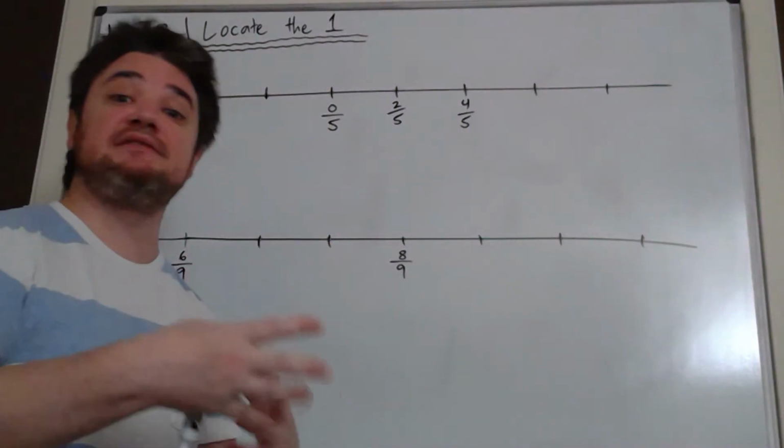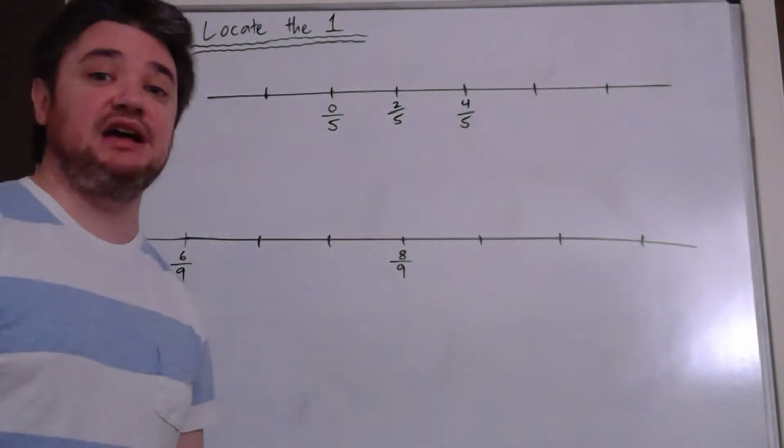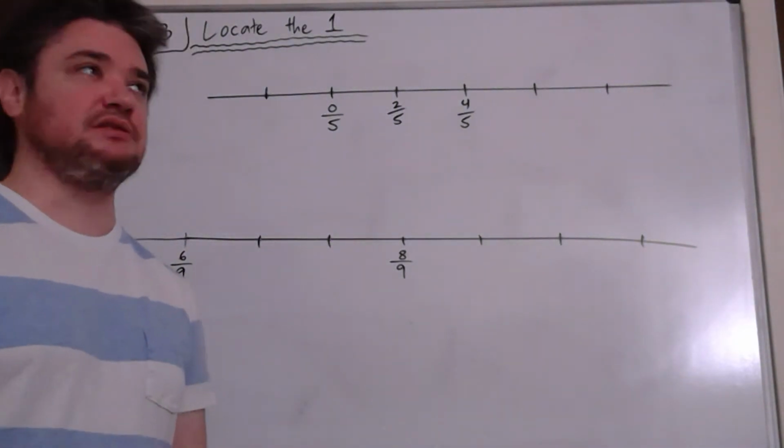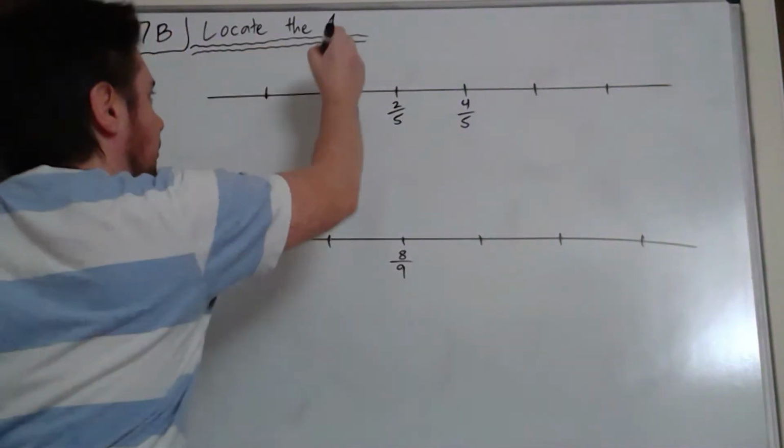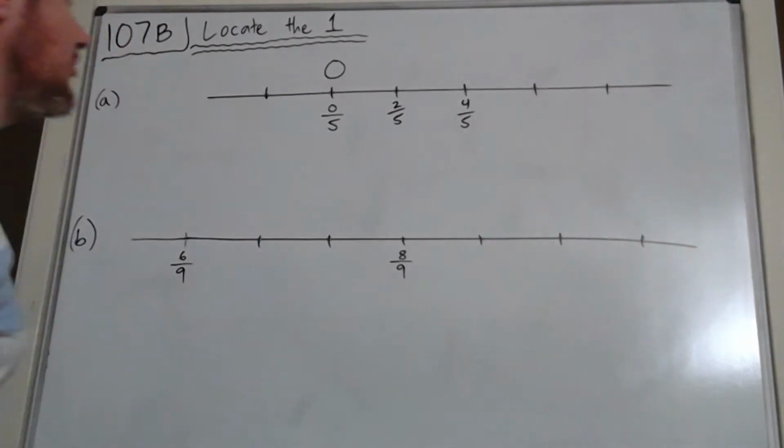You split a pizza into 5 equal slices, but then you decide not to eat. You eat 0 of those slices. How much of the pizza have you eaten? 0. You've had no pizza. All right, so this is our whole number 0 right there.